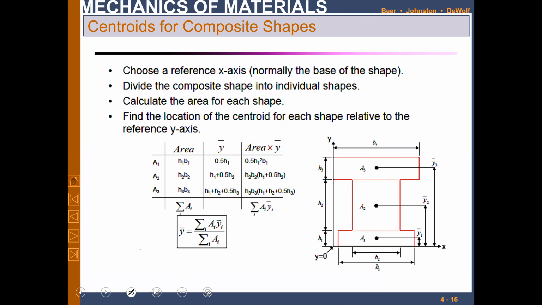that is this one, right? And then we sum up all area into centroid and divide by the sum of all the areas, so we get the information about the centroid of that particular whole shape, right?